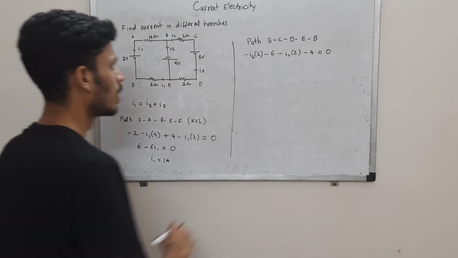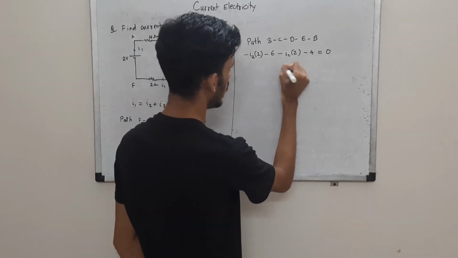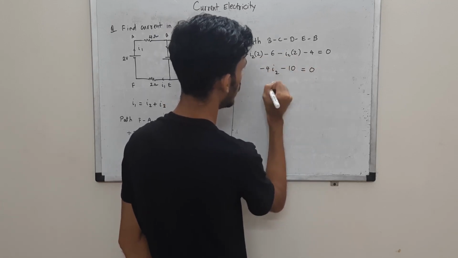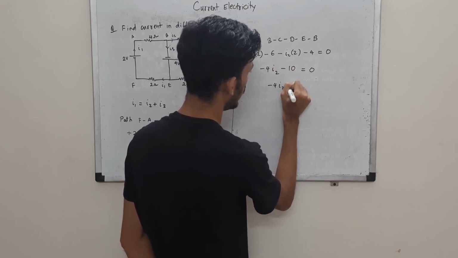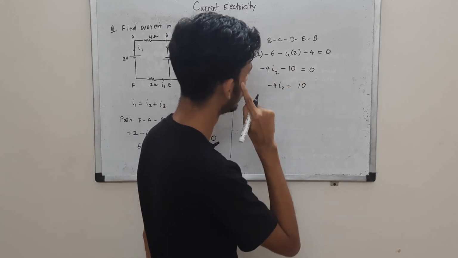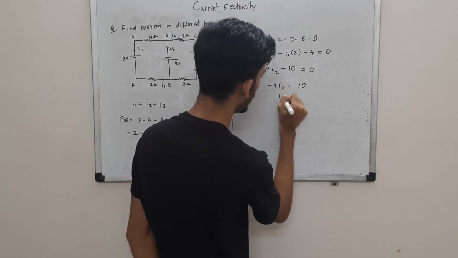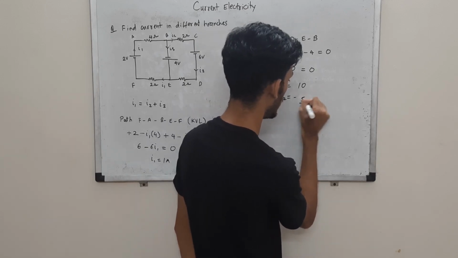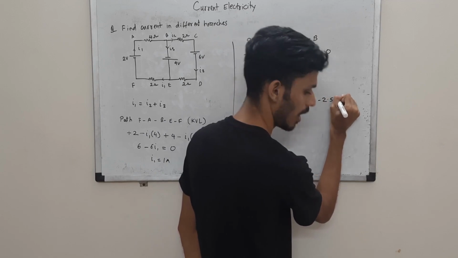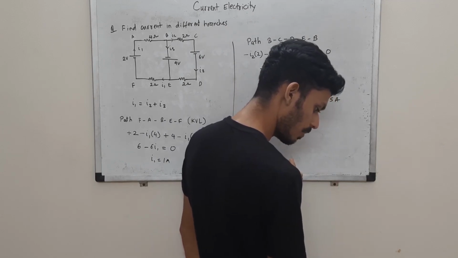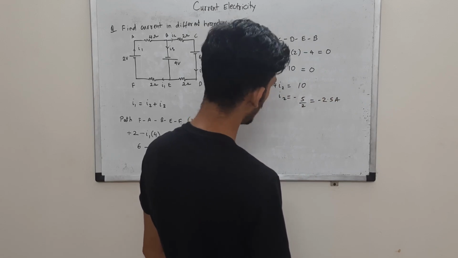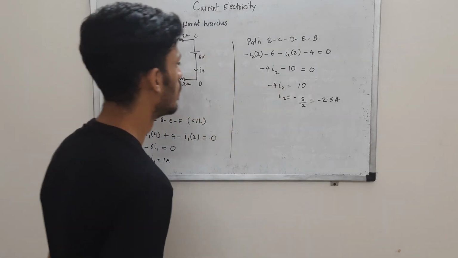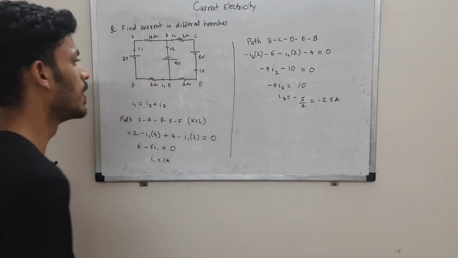So what do we get? This will be minus 10 and this will be minus 4 I2. So minus 4 I2 is 10, so I2 is minus 10 by 4, which is minus 2.5 amperes. Am I missing something over here? Yes, this is correct, minus 2.5 amperes.